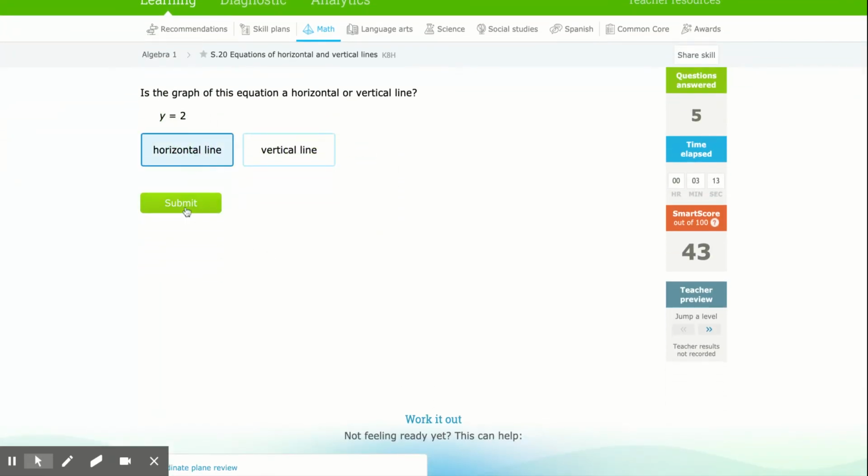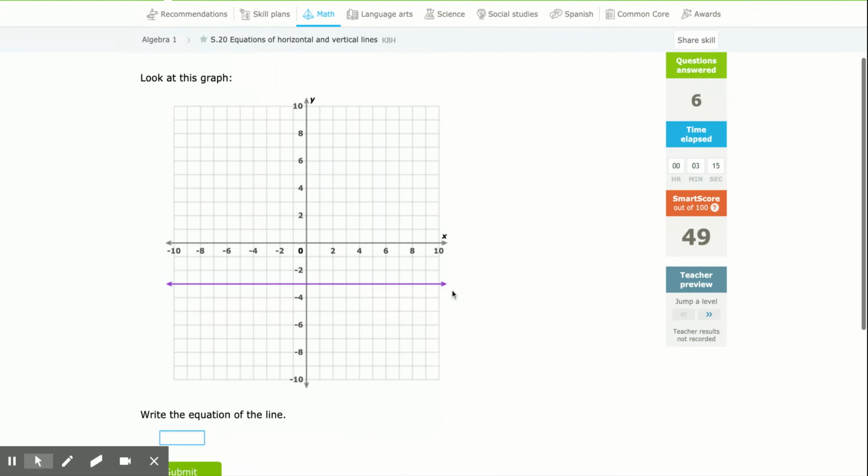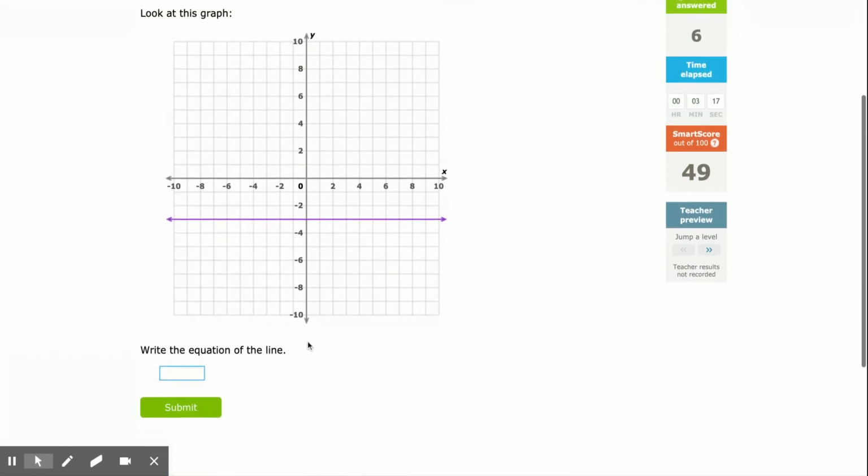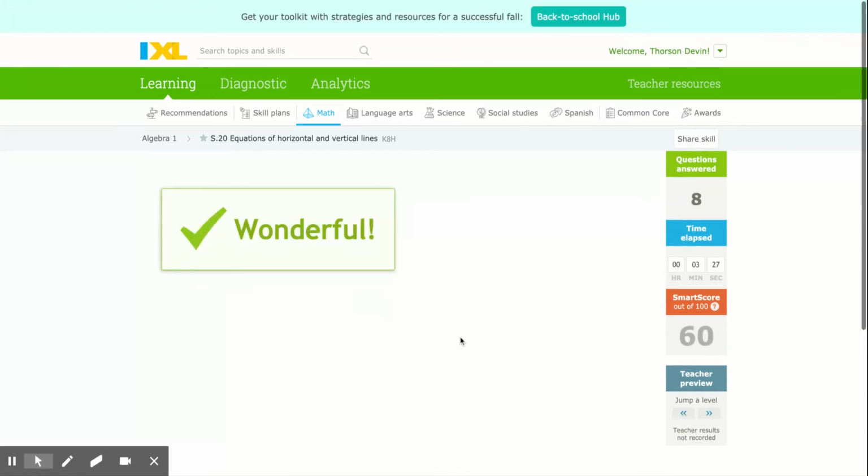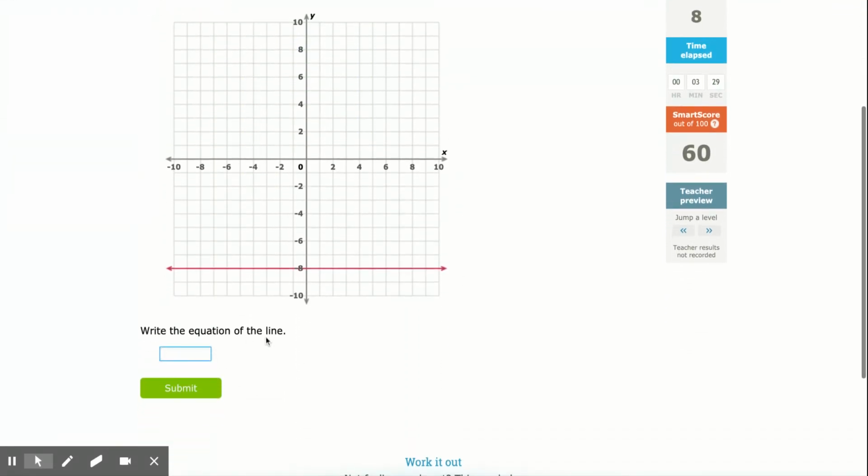Y equals 2 is a horizontal line. Yeah, they're not going to take a while to get the vertical, apparently. Y equals -3. Y equals 4. That's horizontal. If the y doesn't change, it's horizontal. Y equals -8.